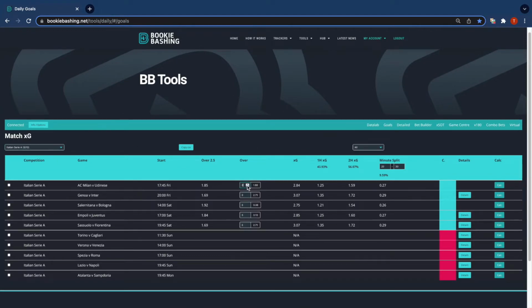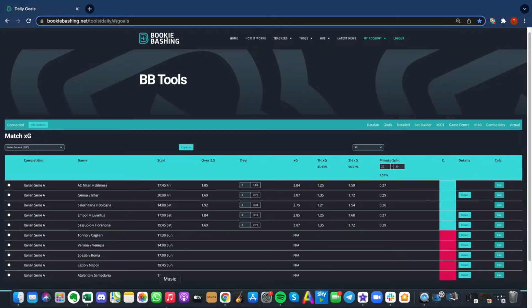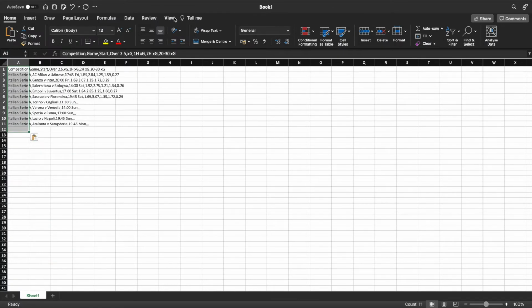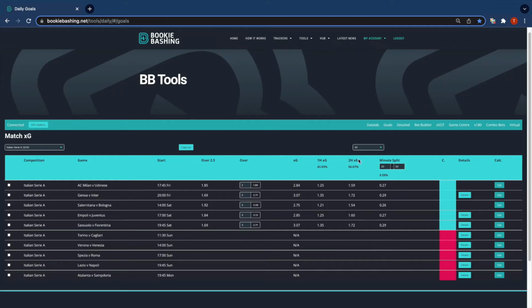If we wanted to use this little calculator here, we can work out the fair odds of over 0 goals, 1 goal, 2 goals, etc. And we can look at today, tomorrow, the day after tomorrow, and all games. I could even copy all of this to CSV. I can go over to Microsoft Excel, paste this data in, and now I've got all of this data here. If I did text to columns, I would be able to interrogate this data in my own model. Going back to Bookie Bashing, that's the Match XG database.